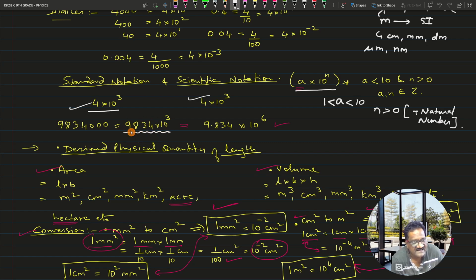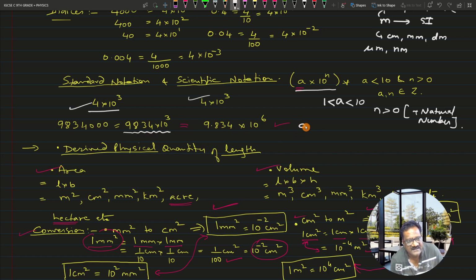Because this 9834 has to be between 1 and 10, isn't it? It should be greater than 1, less than 10. But this is greater than 10, 9834. So I'll have to do something about this. So what I'll do, this 9834, I'm going to write as 9.834.